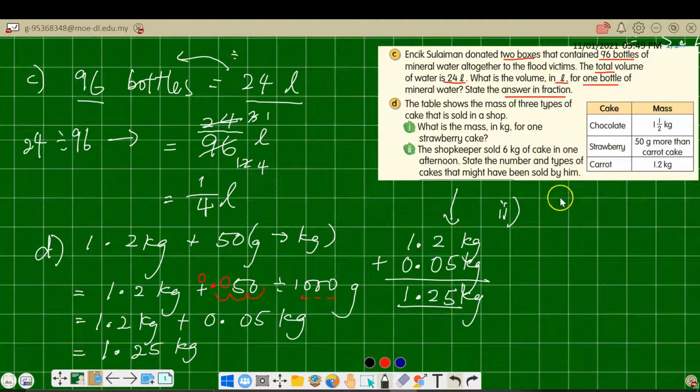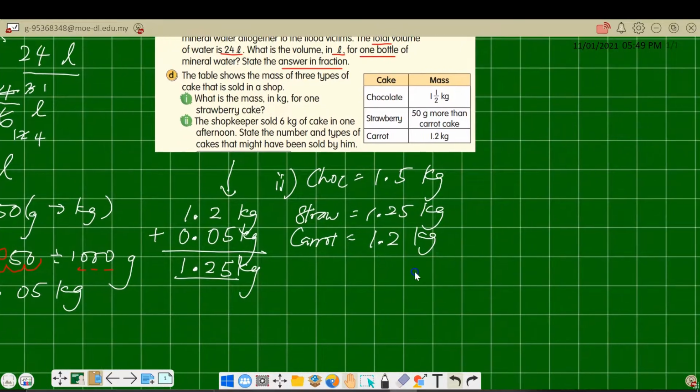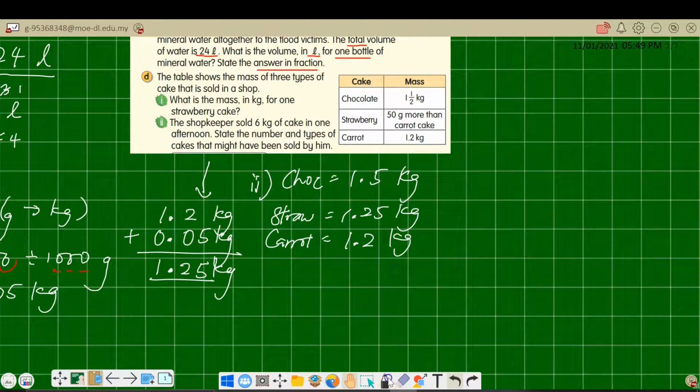So chocolate cake is 1.5 because 1 over 2 is 0.5. Strawberry, just now we calculated 1.25, and carrot is 1.2. So we need to find out the number and the types of cake that might have been sold by him. So we can do trial and error here. Okay, we need to add up so the total becomes 6.